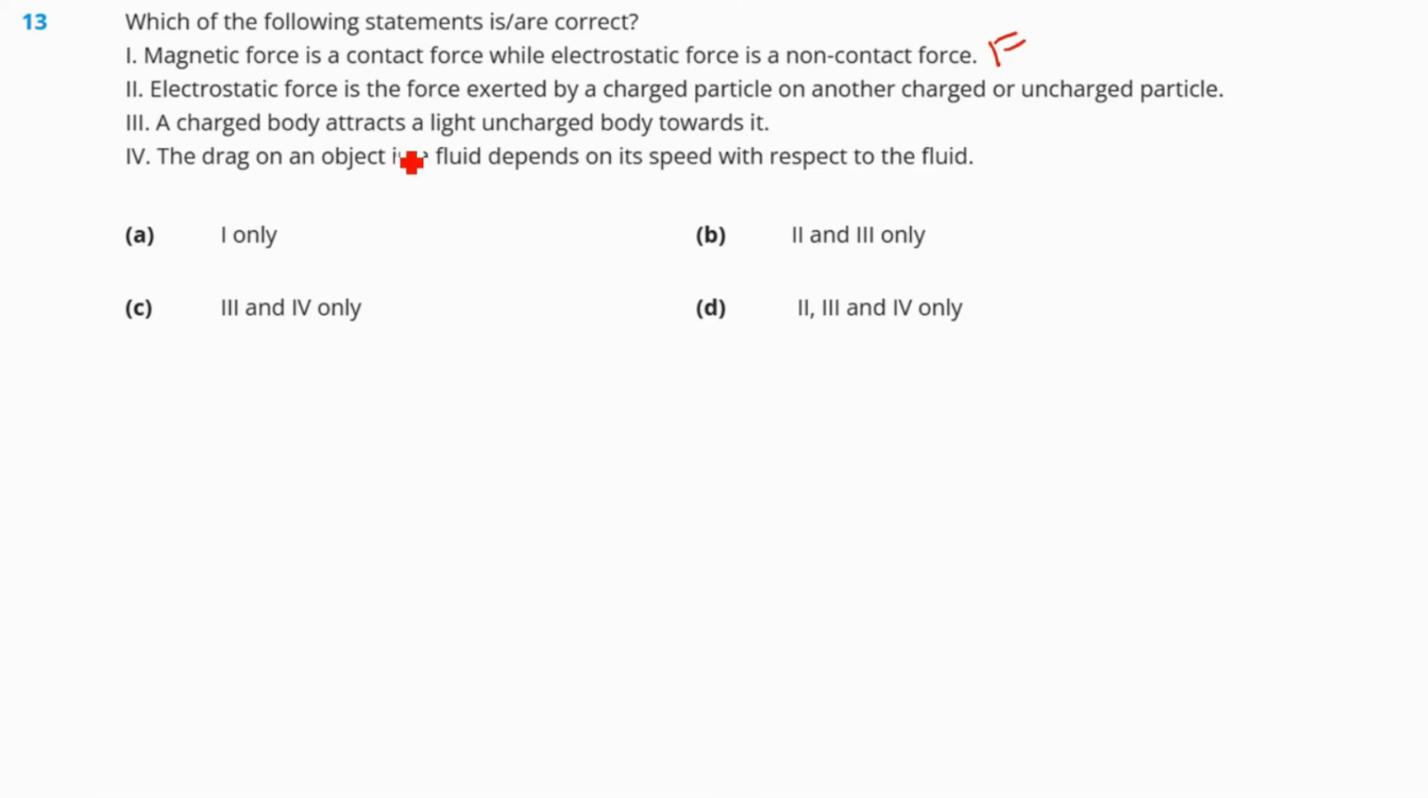The second statement says electrostatic force is a force exerted by a charged particle on another charged particle or uncharged particle. This is a true statement. A charged body attracts a light charged body towards itself. Correct? And the last statement, the drag on an object in a fluid depends on its speed with respect to the fluid. This is also a true statement. So our correct answer is option number D.